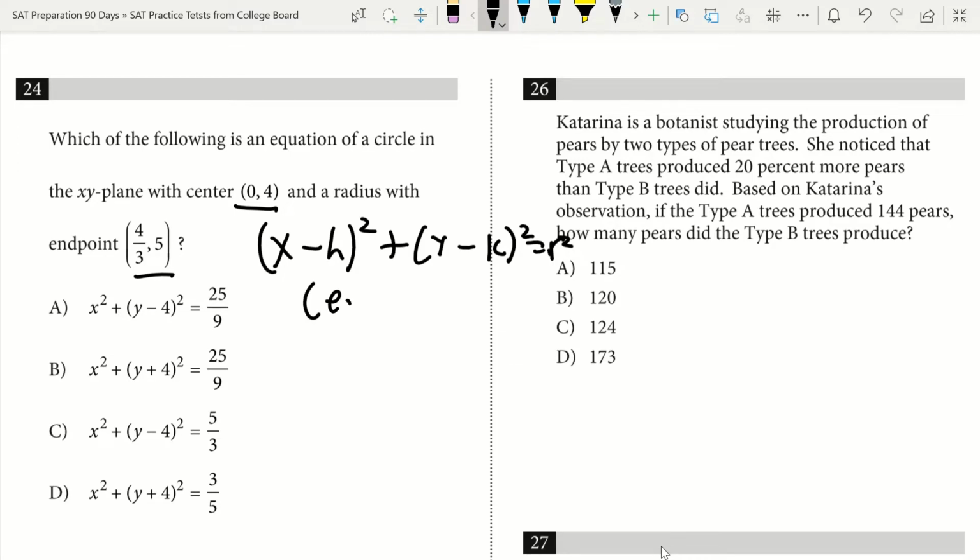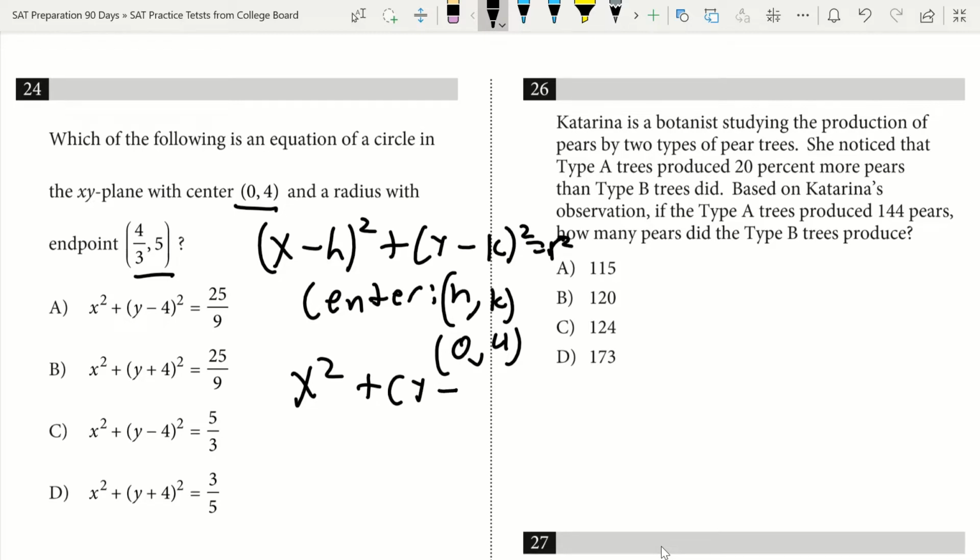Now, we know that in this situation, our center is (h, k). So if our center is (0, 4), then we just plug those in for h and k. So x minus 0 squared is just going to give us x squared, and then we'll have x squared plus (y minus 4) squared. At that point we can get rid of B and we can get rid of D, because they have y plus 4 and we need (y minus 4) squared.